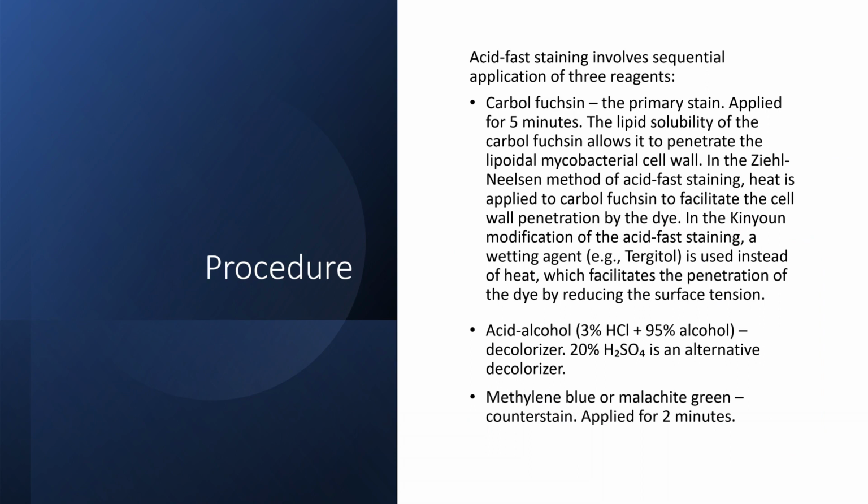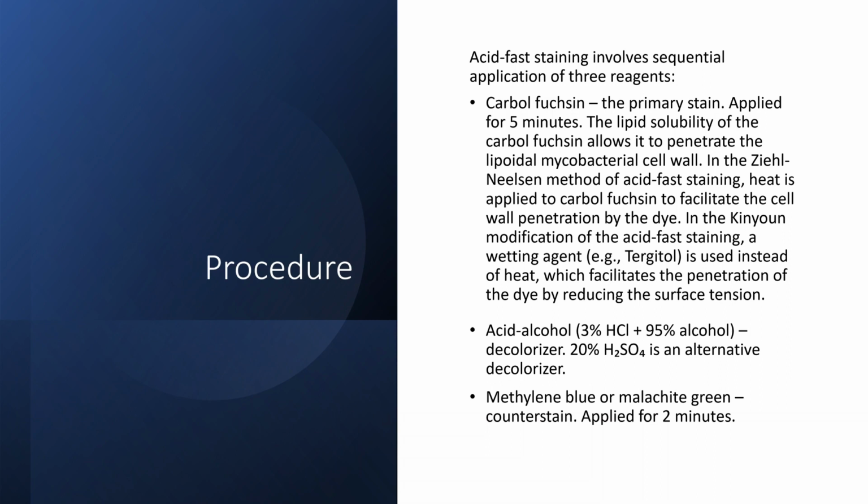Acid-fast staining involves three sequential steps. Number one, the first step is carbolfuchsin, which is the primary stain. You apply it for about 5 minutes. The lipid solubility of carbolfuchsin allows it to penetrate the lipid-rich mycobacterial cell wall.